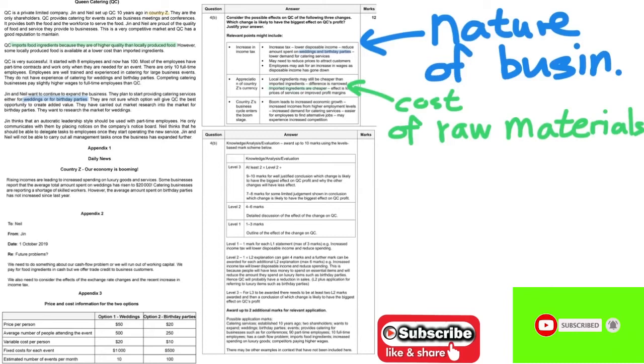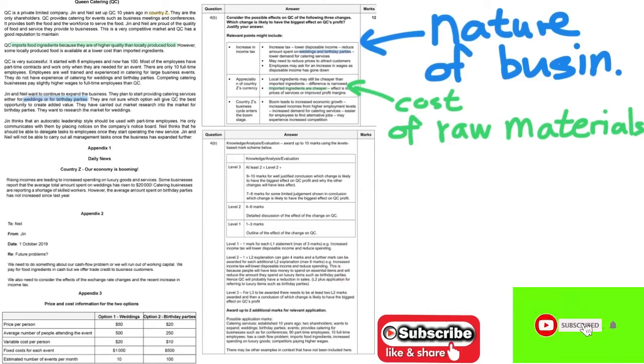And then I would like to move on to the boom stage. So this is the boom stage. Of course, it is about the incomes, right? It will bring more demand for the catering service. I would say this one is quite easy. So I would say all these effects are quite easy. But please make a reference to the source. You can see in the marking guidelines, you have to expand your answer by making use of the source.